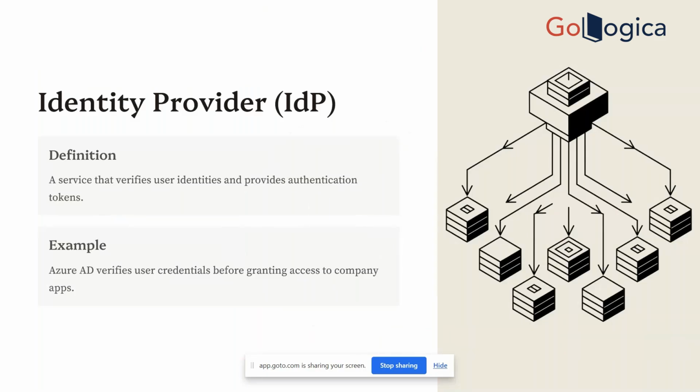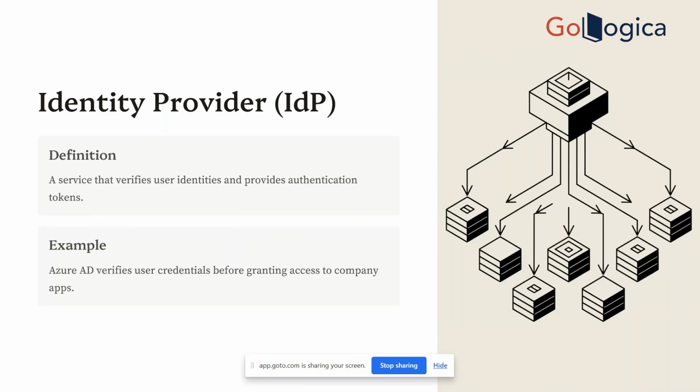Now there is a term called IDP. There are two things which are very much important in the identity and access management area. IDP. So what exactly does IDP mean? IDP means the identity provider: who is providing the identities, who is managing the identities, who is securing the identities. We call it an identity provider. A service that verifies user identity and provides an authentication token. We call it an identity provider.